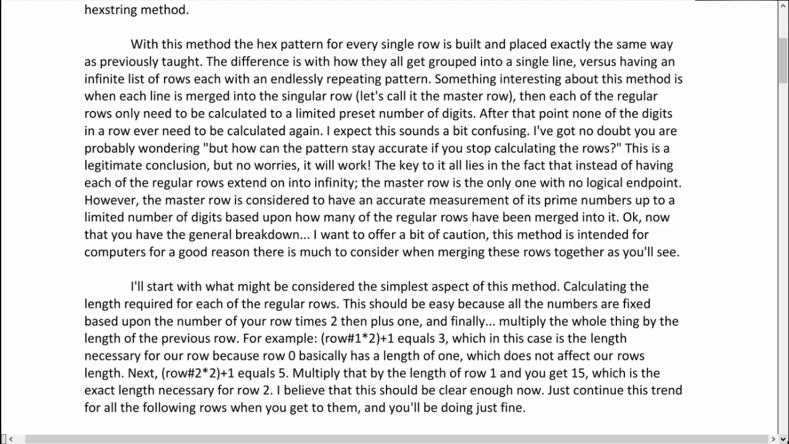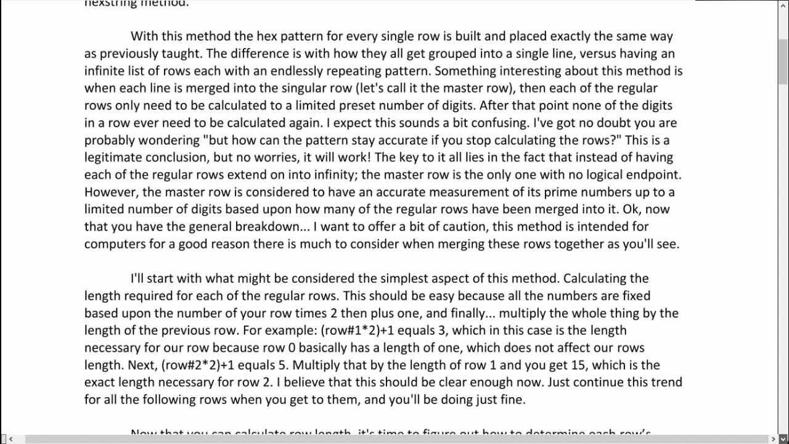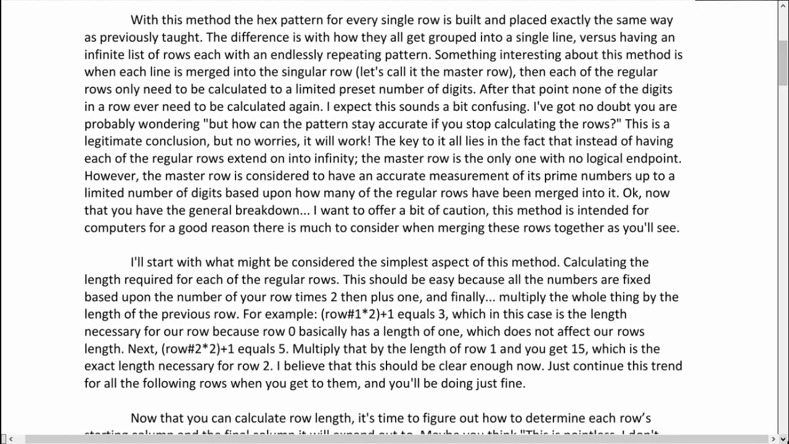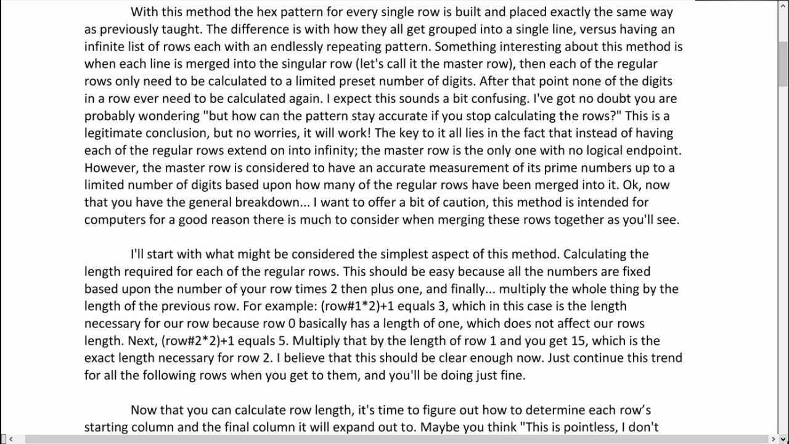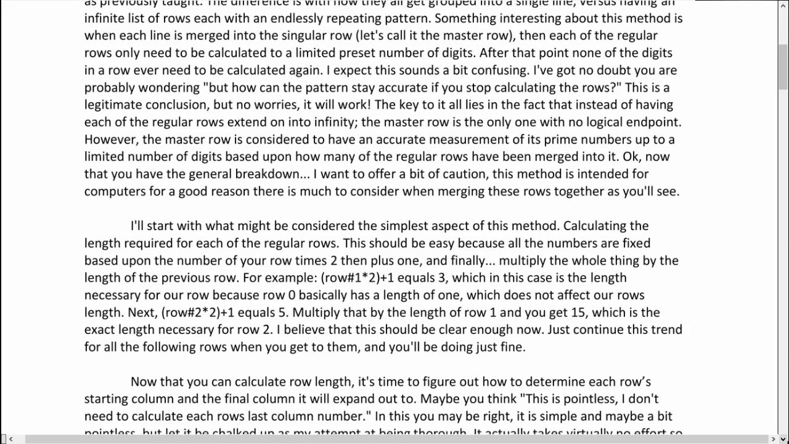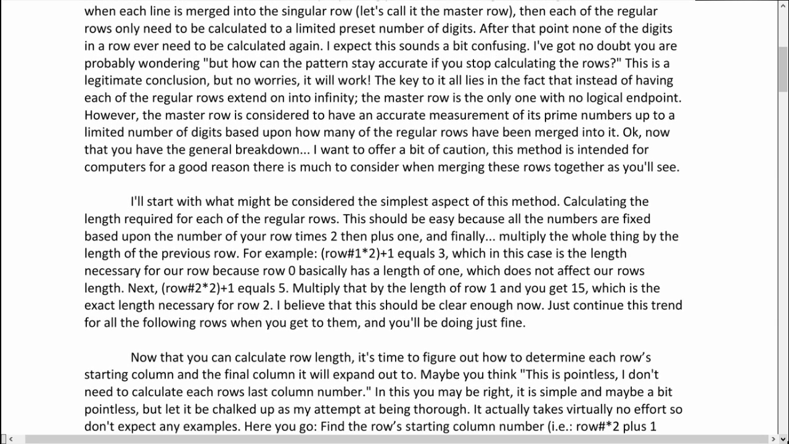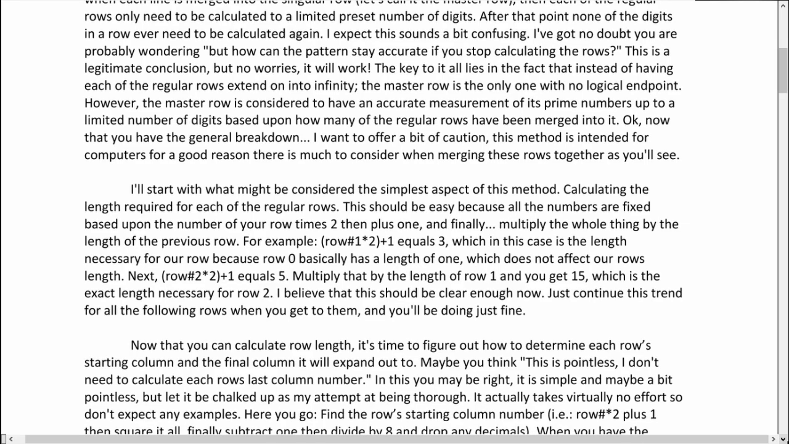Okay, I expect this sounds a bit confusing. I've got no doubt that you're probably wondering, but how can the pattern stay accurate if you stop calculating rows? This is a legitimate conclusion, but no worries, it will work. The key to it all lies in the fact that instead of having each of the regular rows extend on into infinity, the master row is the only one with no logical endpoint. However, the master row is considered to have an accurate measurement of its prime numbers up to a limited number of digits based upon how many of the regular rows have been merged into it.